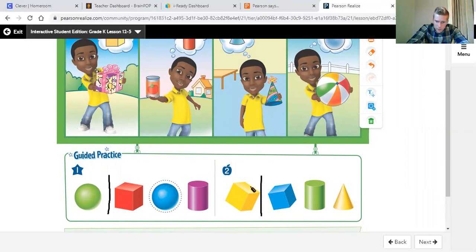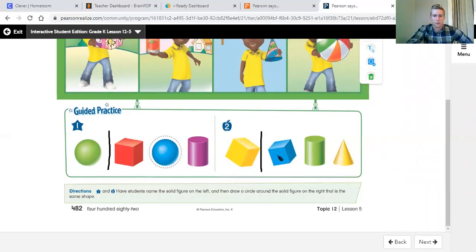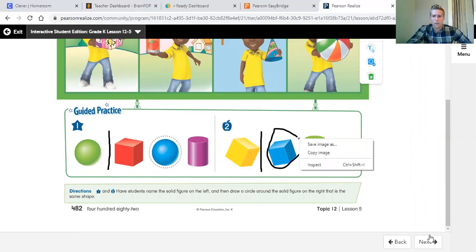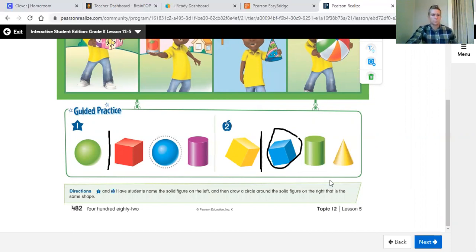Now, there's this right here. You need to circle the same shape on the other side of that line. Okay, so I hope it's a little clearer in your book. All right, Mr. Nielsen's got some bad eyes right now. All right, so I hope you know this is a cube, and they want you to circle the cube over here, so I'm hoping you're circling this one right here, all right? Great job, let's move on.